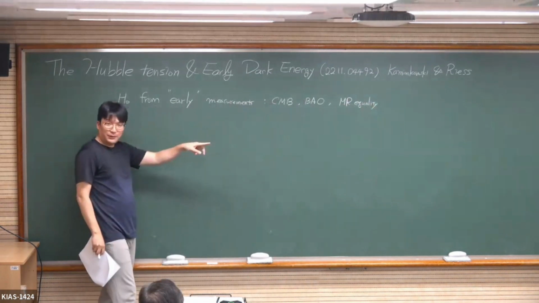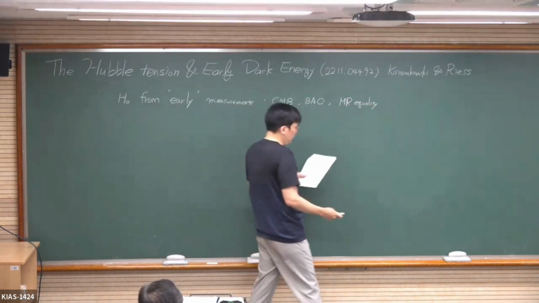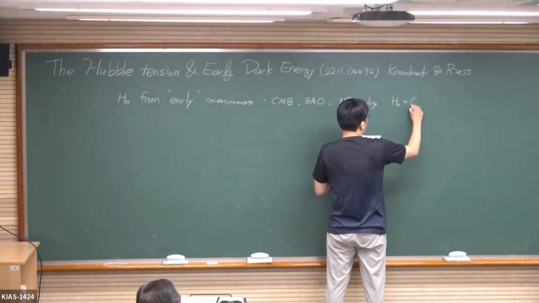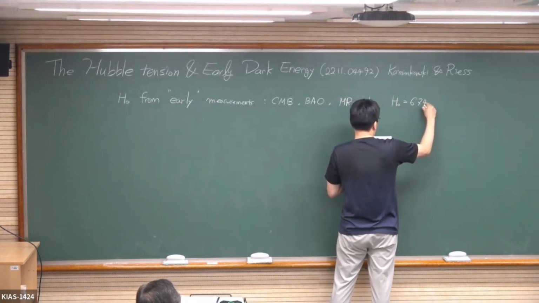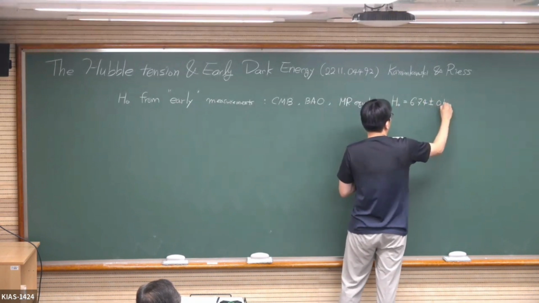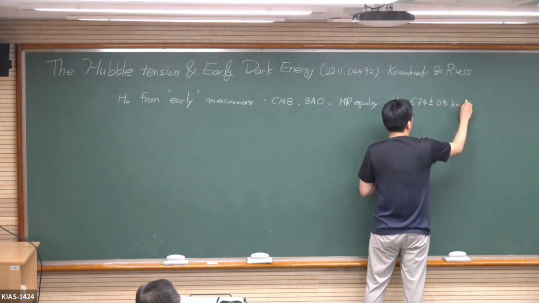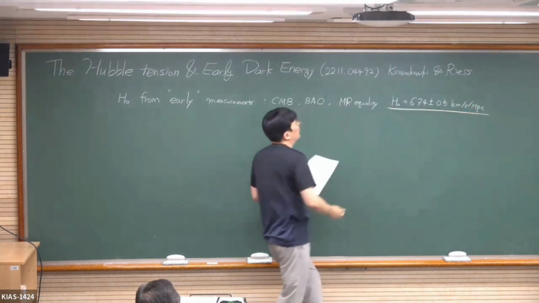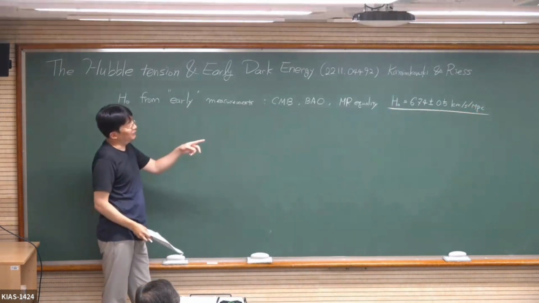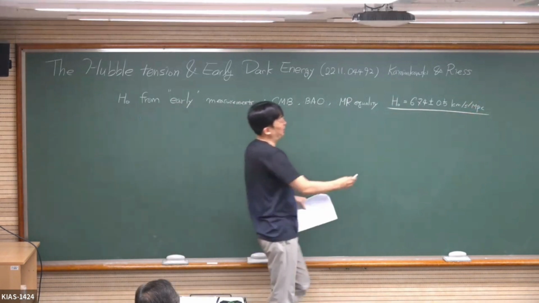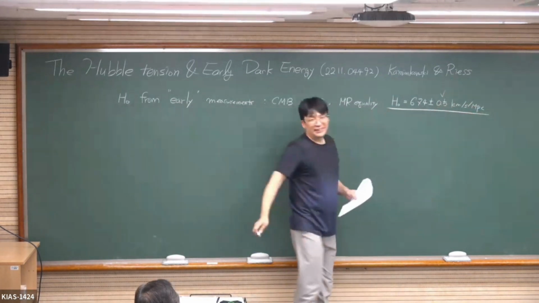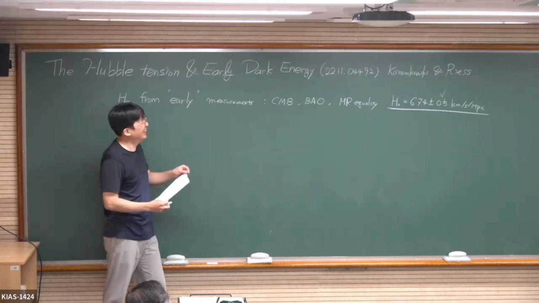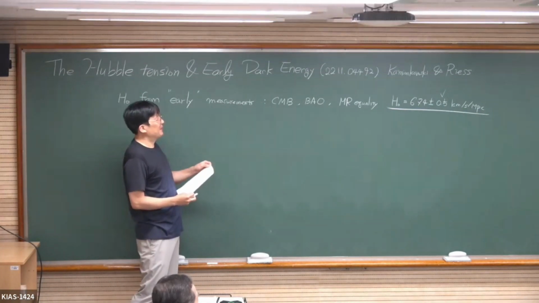These three observables point us to a value of the Hubble parameter of 67.4 plus or minus 0.5 kilometers per second per megaparsec. See, 67.4, but then this error bar is 0.5 now, right? That's amazing. Underestimation, maybe.